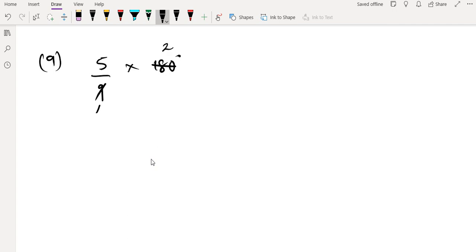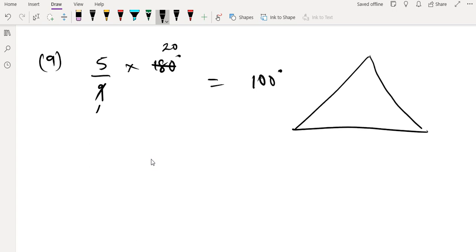9. 5 times 20, that is 100 degrees. So the biggest angle is 100 degrees. Hope you know you can calculate for the other angles. Yes, sir. And hope you know that you can construct the triangle knowing the 3 angles. Yes, sir. Okay.